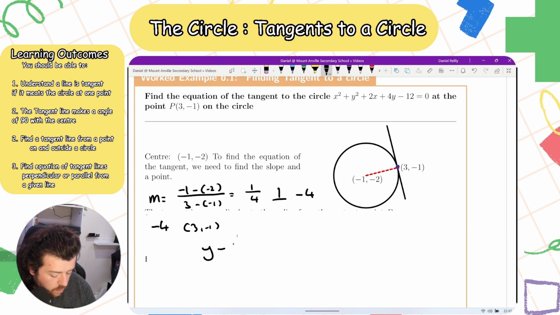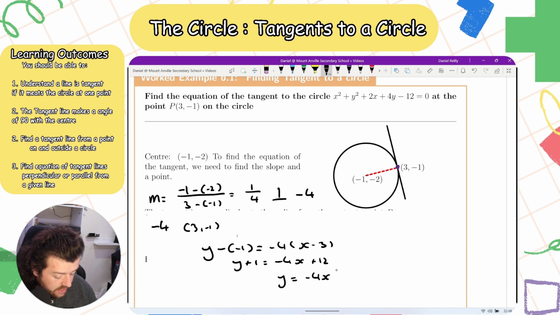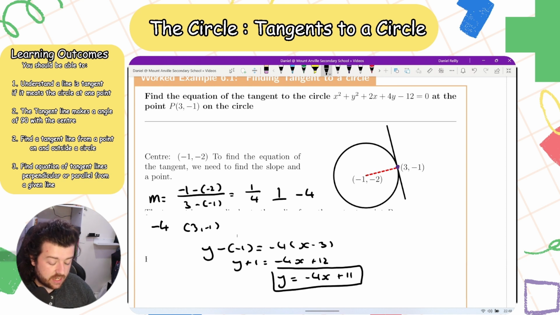So my equation is y minus negative 1 is equal to -4 times (x minus 3). Y plus 1 is equal to -4x plus 12. Y is equal to -4x plus 11. And that is the equation of that tangent line.